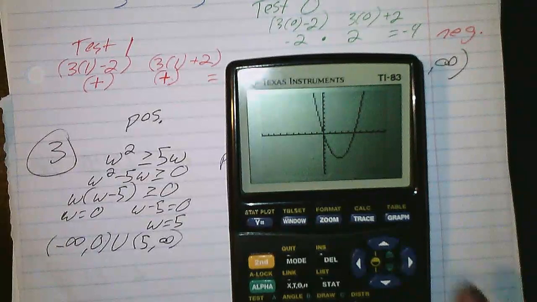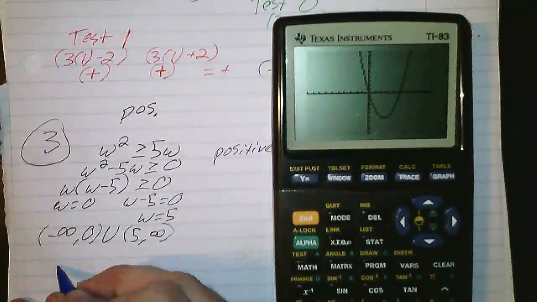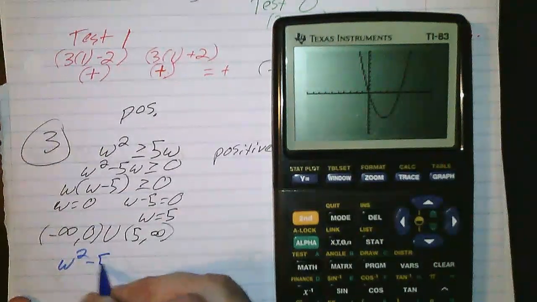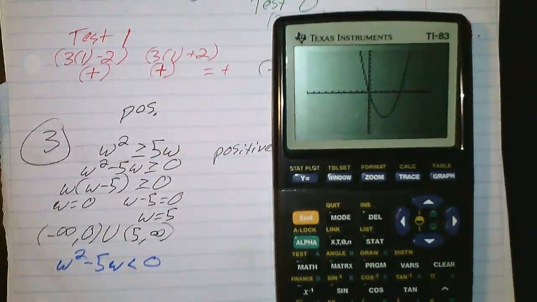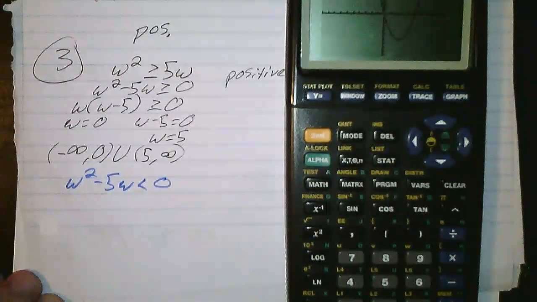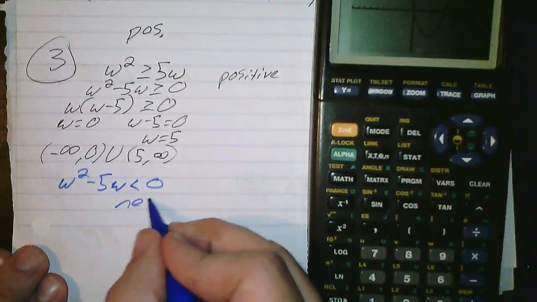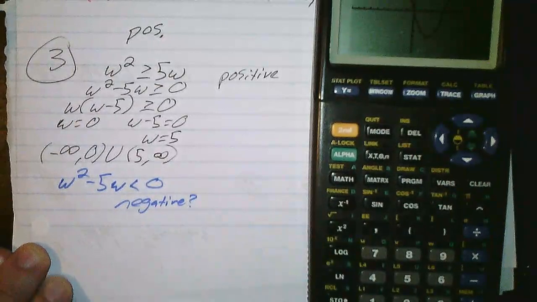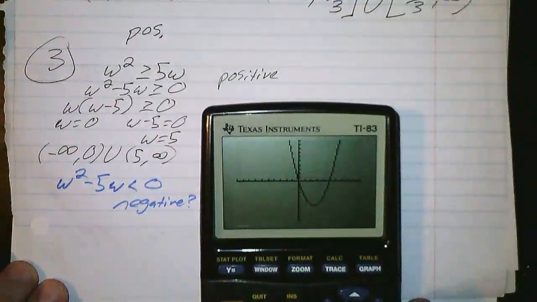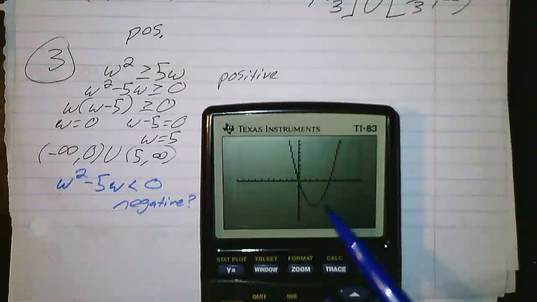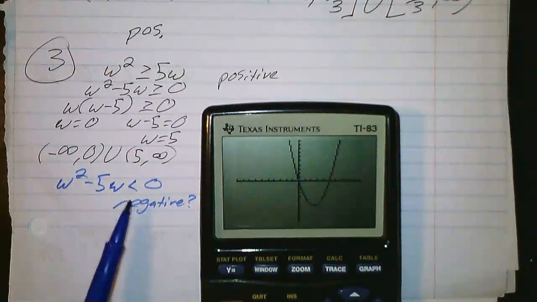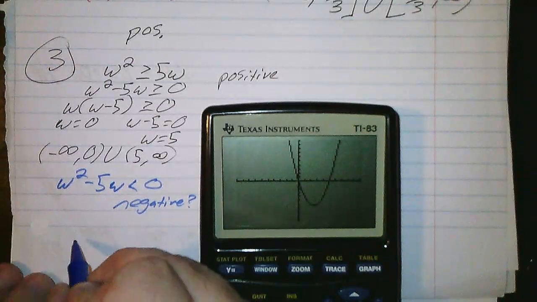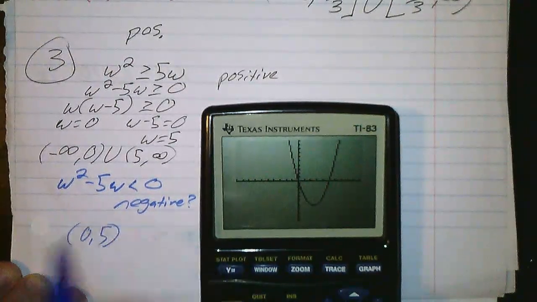Let's pretend that we were asked to find w squared minus 5w is less than 0. Let me move this down. So now we are asking, where is the function negative? And if we're asked where is the function negative, that's just the region that dips below the x-axis. So if it's asking where is it less than 0, this would be, without a line under the symbol, just 0 to 5.